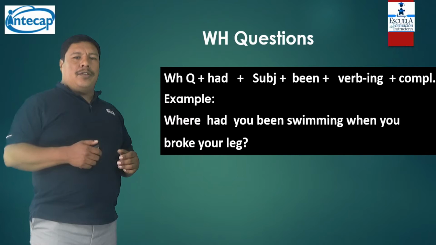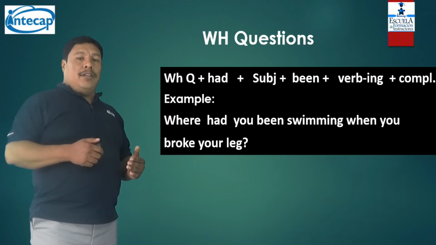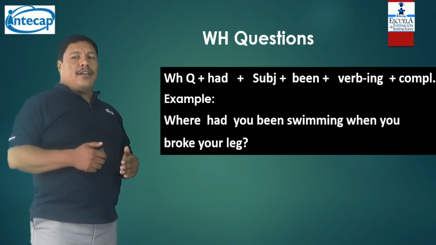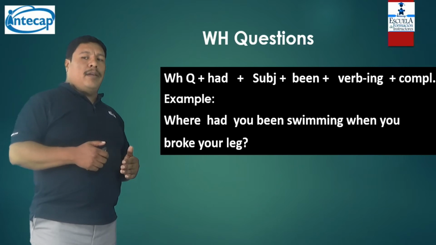For WH questions, we follow this structure: WH question plus had plus the subject plus been plus the verb ing form plus the complement. Example: where had you been swimming when you broke your leg?